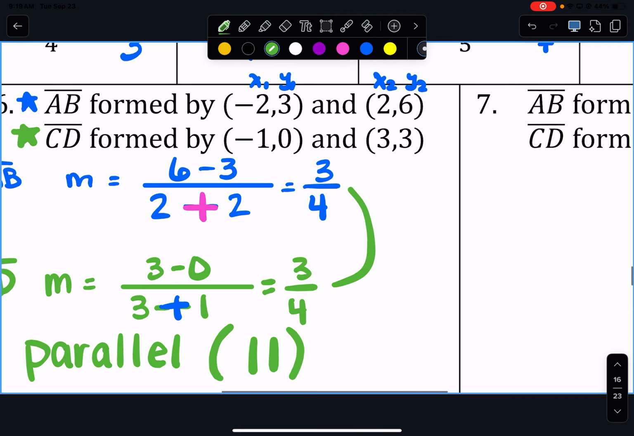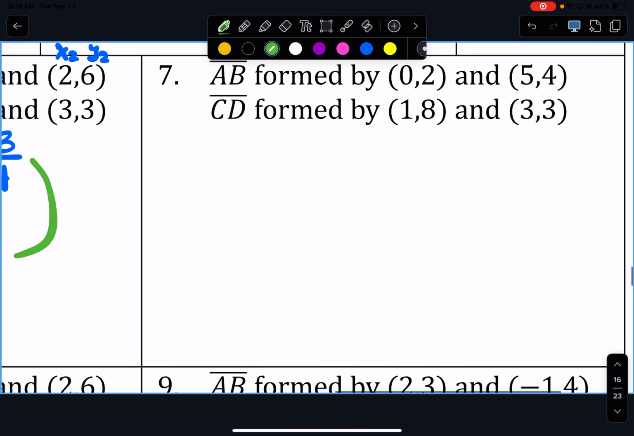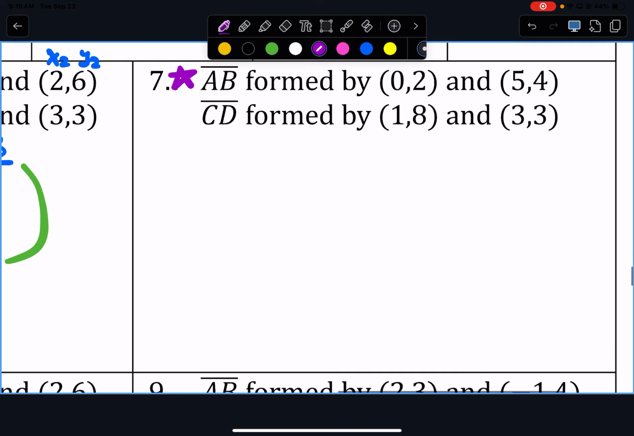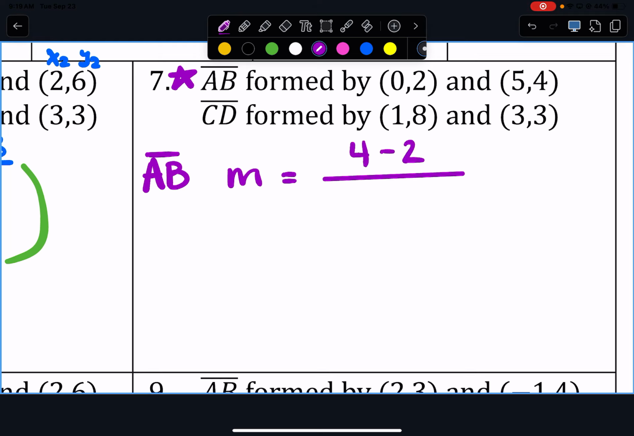Now, for 7. Let's look at AB first. To find the slope of AB, what does the numerator need to be? 4 minus 2. What does the denominator need to be? 5 minus 0. So, what is 4 minus 2? 2. And then 5 minus 0 is? All right, so that is the slope of AB.